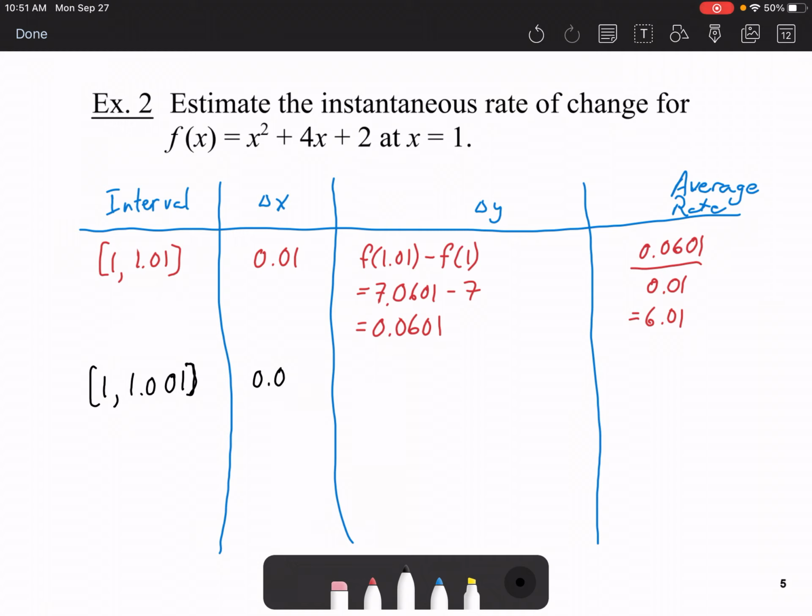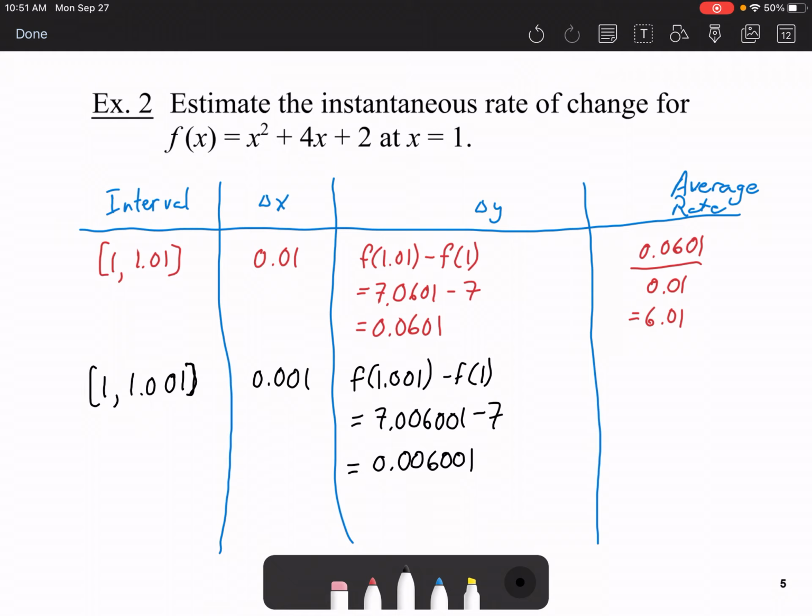So change in x is 0.001. So I'm just using my calculator to work this out. Now this average rate of change turns out to be 0.006001 divided by 0.001.